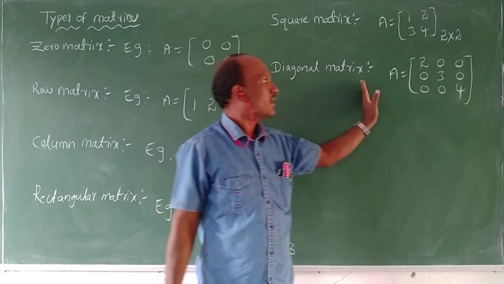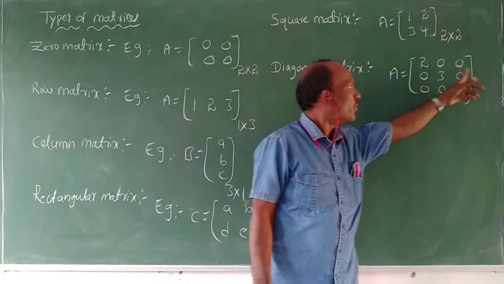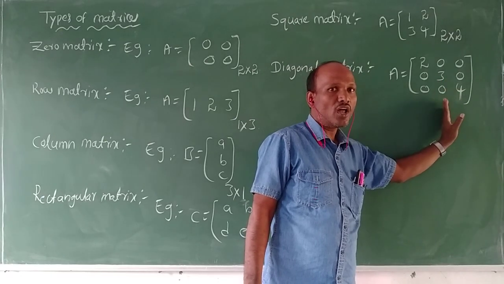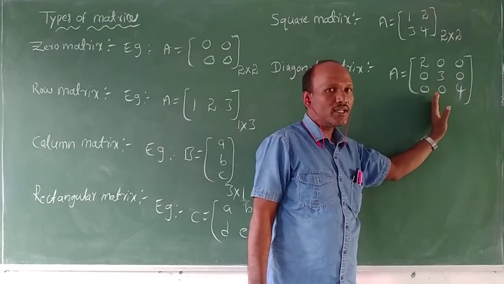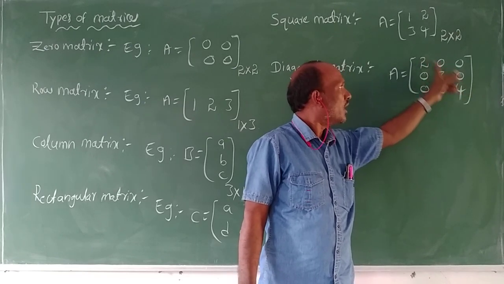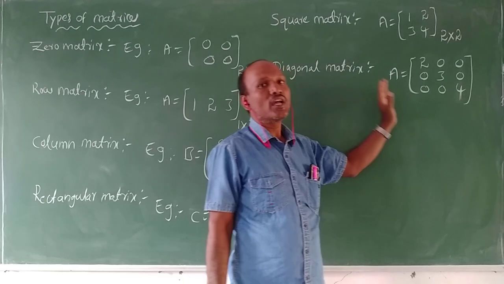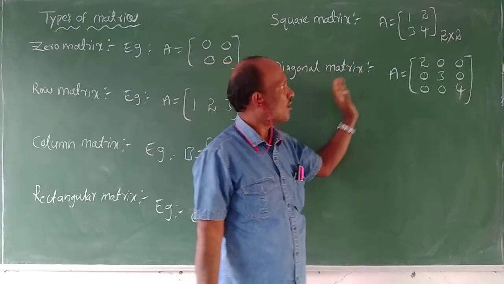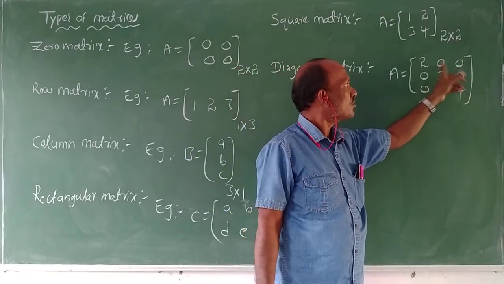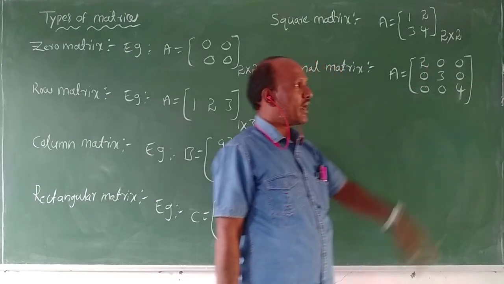Okay, diagonal matrix. It is a square matrix. Number of rows equal to number of columns. All elements are zeros except diagonal elements. Except diagonal elements is called a diagonal matrix. It is a square matrix.